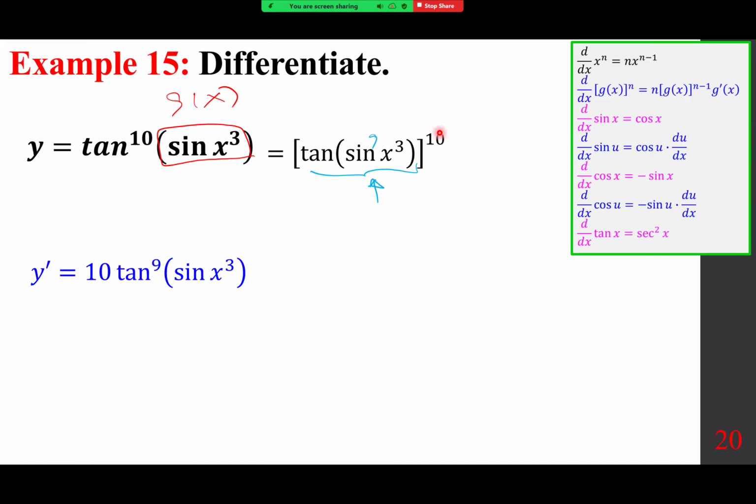So 10, the same thing to the power of 9, and now differentiate it, put it here. Tan of g. So what is the derivative of tan of g? Secant squared of g. Secant squared of sine of x cubed. By the chain rule, you need the derivative of sine of x cubed. What is the derivative of sine of x cubed? Cosine of x cubed. And what is the derivative of x cubed? 3x squared.